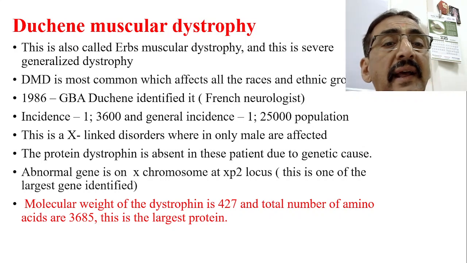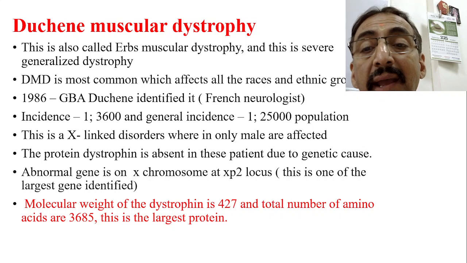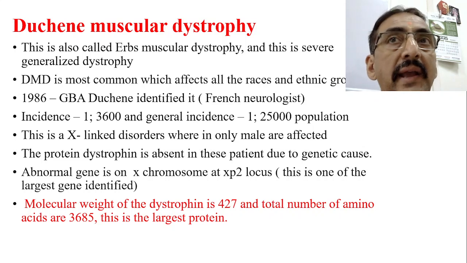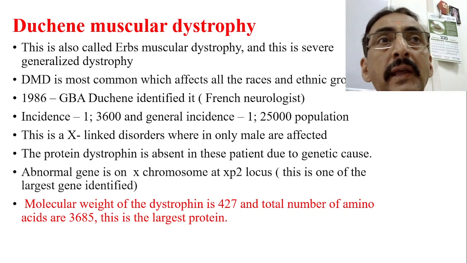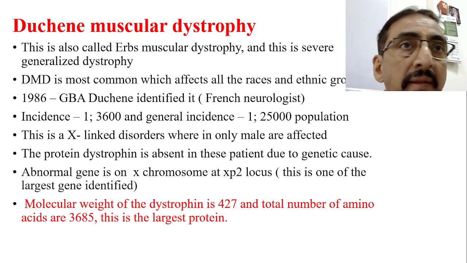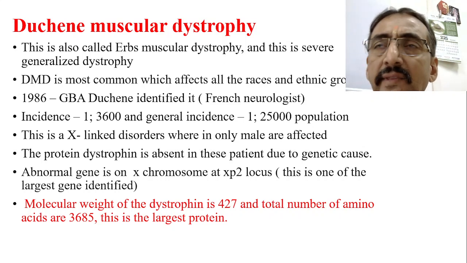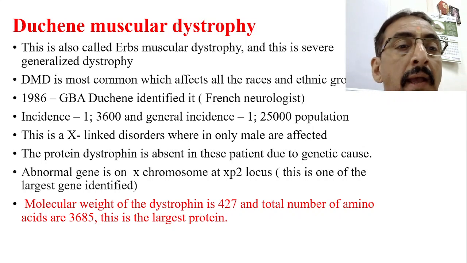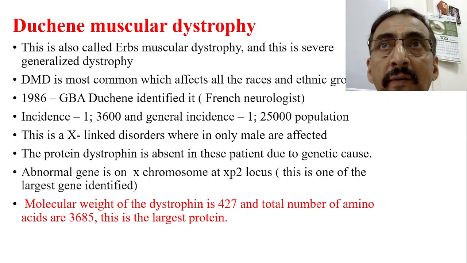So this is basically an X-linked disorder where only males get affected, and the reason is that in X-linked disorders mostly the males get affected, females become carriers. So the incidence of the disease in the female population is quite less. There are so many other reasons, even females may also get affected, that we'll see. What is the basic cause?